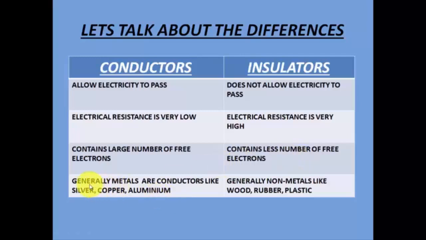Okay, finally, what are the examples of a good conductor? Mostly there are metals in this category, like silver, copper and aluminium. Whereas in the case of insulators, it is wood, rubber, plastics. So these are the major differences between conductors and insulators. This is a must-know point for everyone.